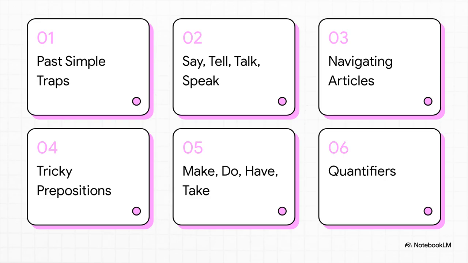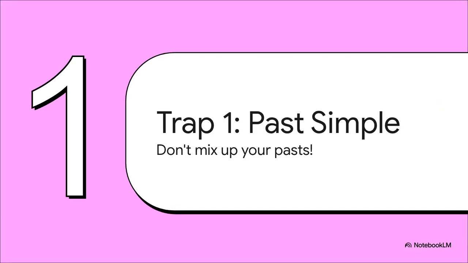Okay, let's dive into this roadmap. 1. Past simple story traps. 2. Say versus tell versus talk versus speak. 3. Navigating articles. 4. Tricky prepositions. 5. Make, do, have, and take. And finally, number 6, quantifiers. Let's kick things off with trap number 1.